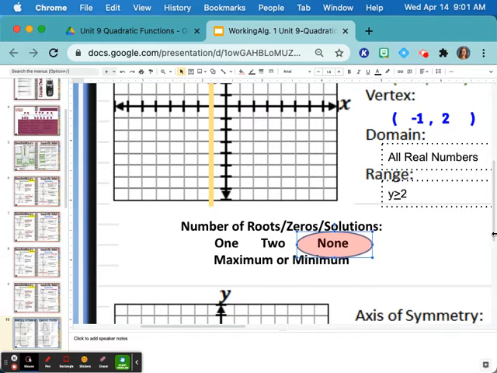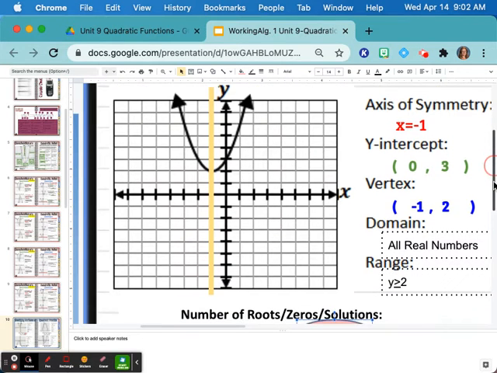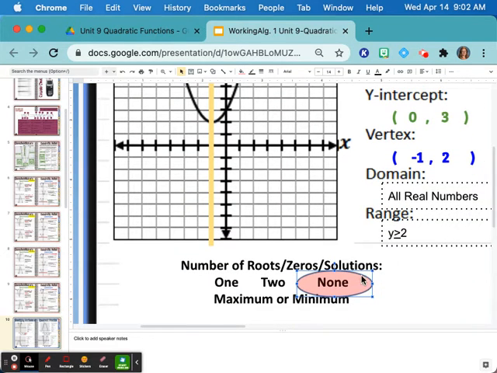And do we have a maximum or a minimum? Whenever we look at this, is this considered a maximum or a minimum? Remember, this is a smiley face. Someone who's smiling has a minimal amount of problems. That's what they say anyway. So what would this be? Minimum.